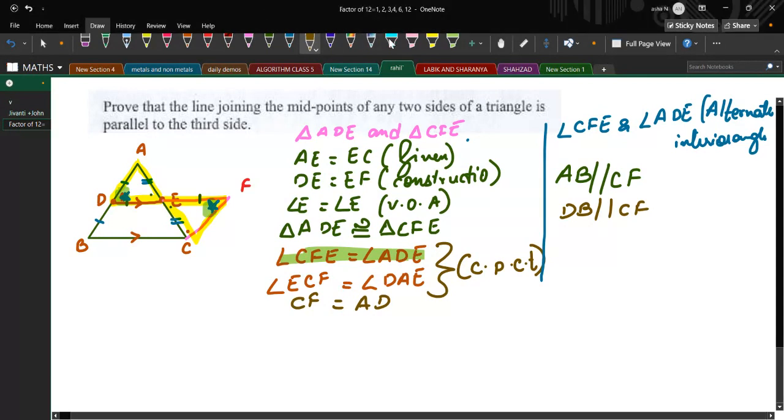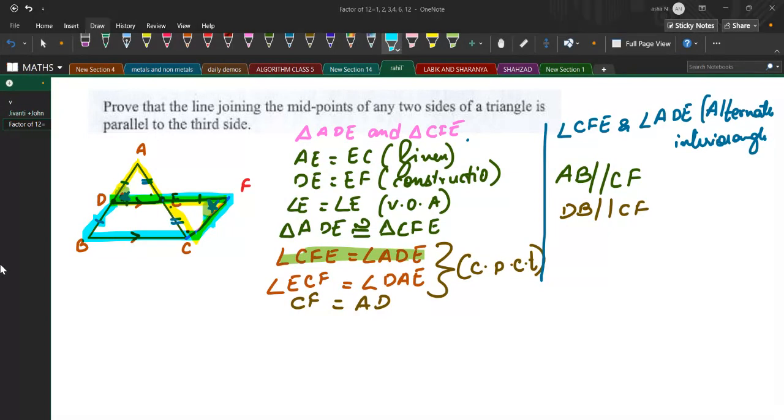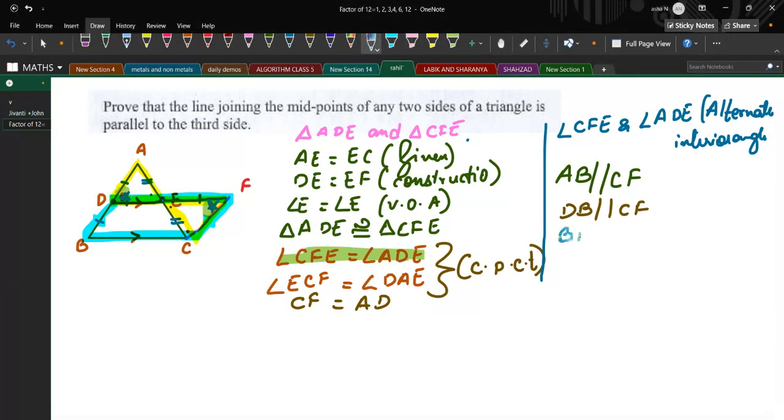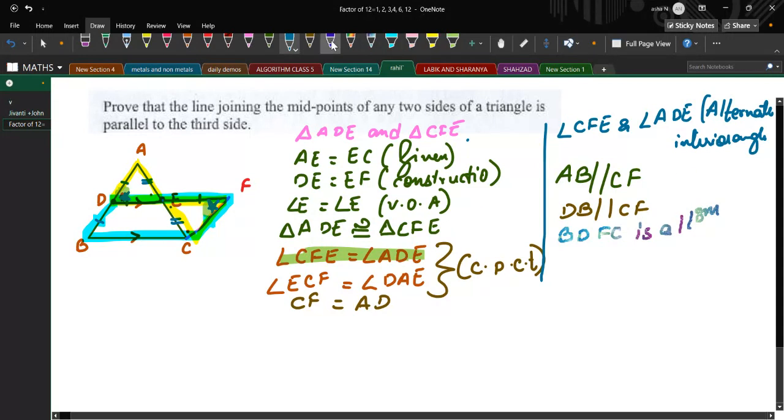Now, if you look at this quadrilateral from which I took that small part, BD and CF are parallel. So this small quadrilateral becomes a parallelogram. Let me write the name of the quadrilateral. BDFC is a parallelogram. Why is it a parallelogram? Because two opposite sides are parallel, which matches the property of a parallelogram. That's the reason the quadrilateral BDFC is a parallelogram. So when it is a parallelogram, its sides are also equal.